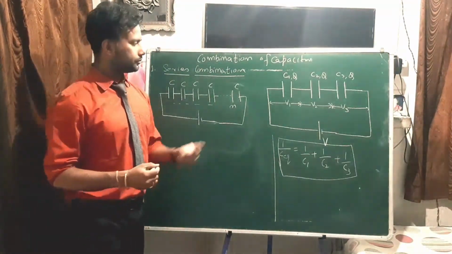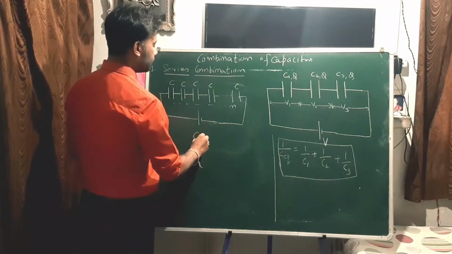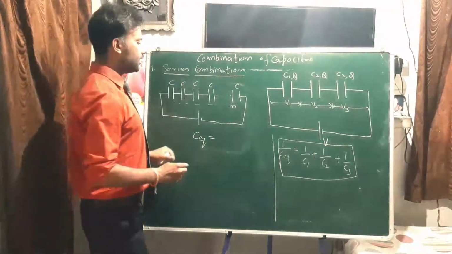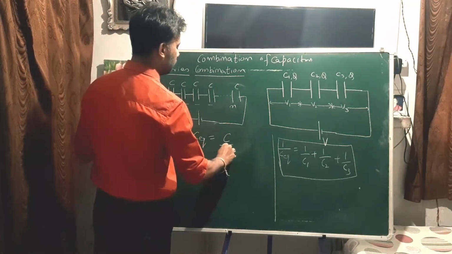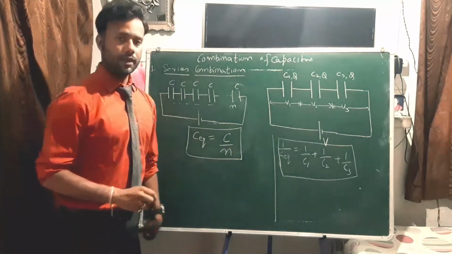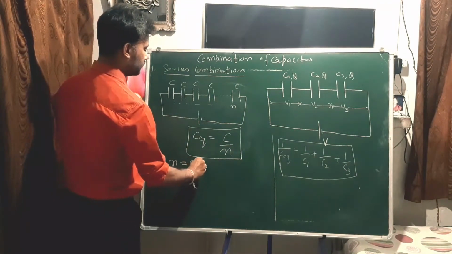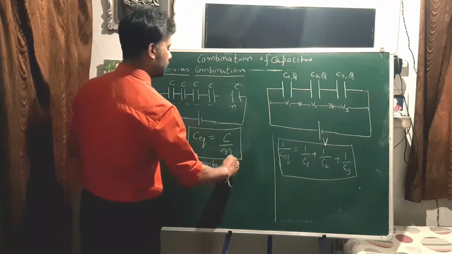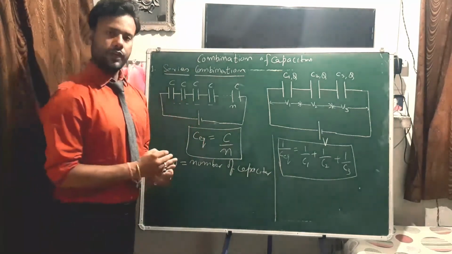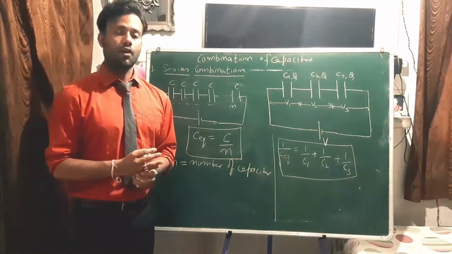How do we calculate the capacitance? It's very simple. To calculate the equivalent capacitance in this case, directly apply the formula C upon N. What is C here? C is the capacitance of each capacitor and N is the number of capacitors. Alright? So, this is your series combination.